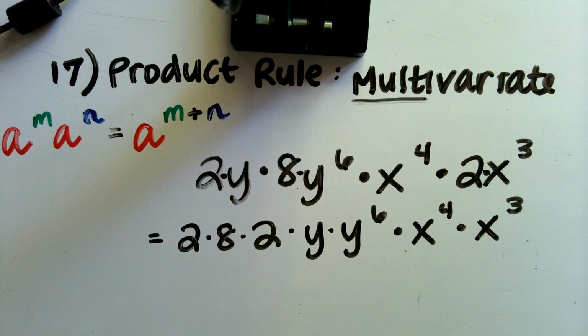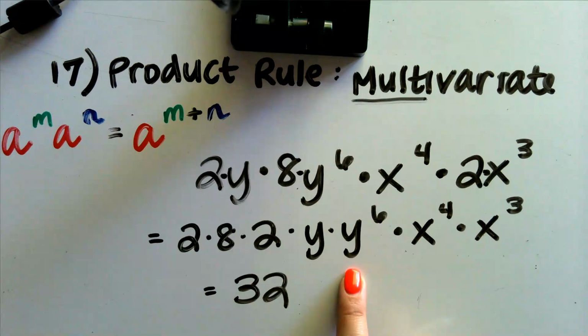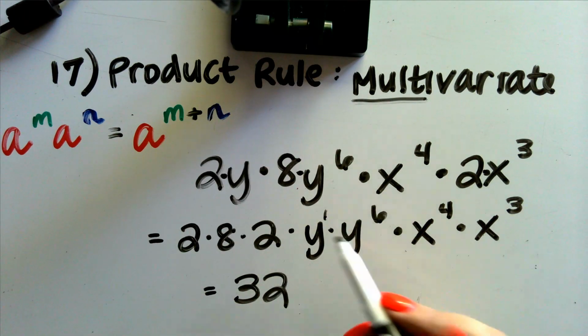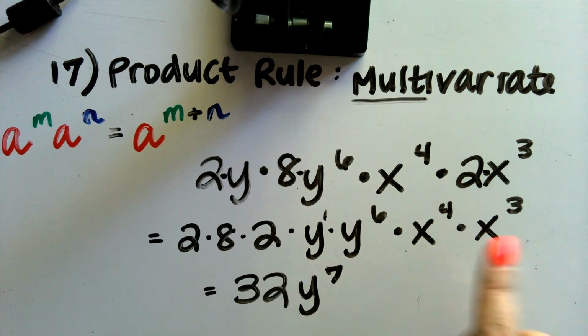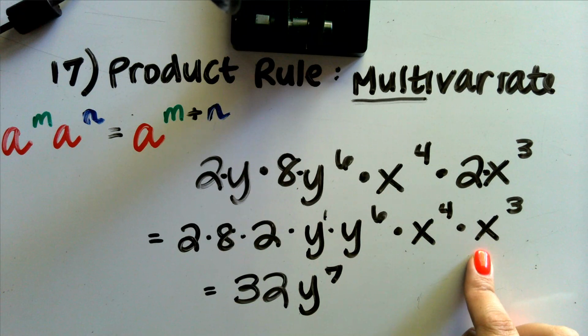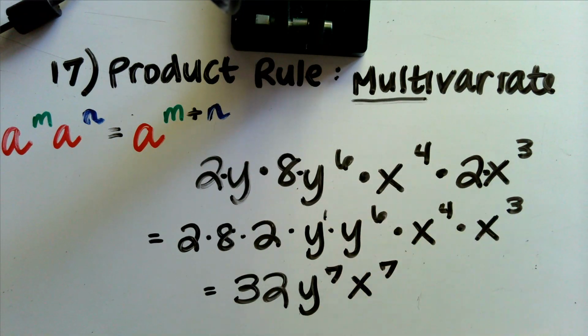Now we just use our rules where we can. Let's go ahead and multiply these together. 2 times 8 is 16. 16 times 2 is 32. Let's go ahead and multiply our y's together. Remember, this one y has an invisible exponent of 1. Y to the first times y to the sixth is y to the seventh. We're going to do the same with our x's here. X to the fourth times x to the third is x to the seventh. 4 plus 3 is 7.